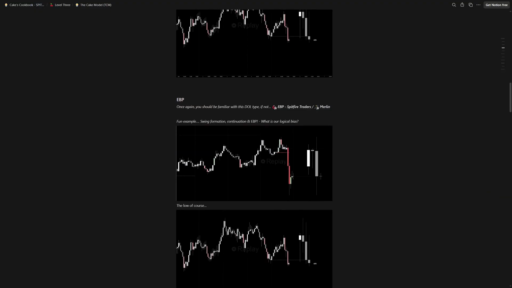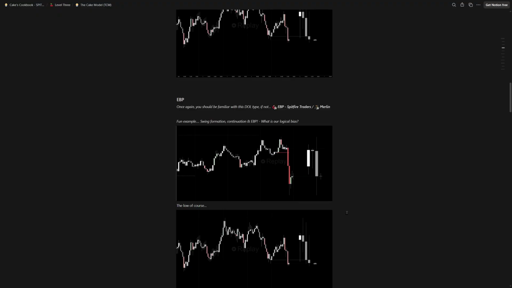The third method of bias determination is, again, one you'll all be familiar with, and another draw on liquidity type is EBP. This has its own module, so you can click into that module. You can watch that module again if you need to. And again, I go over it in Merlin.